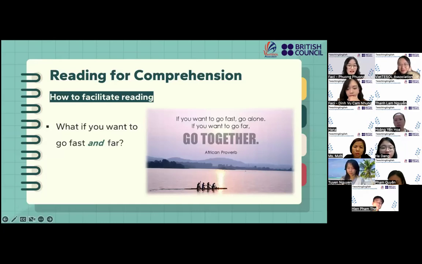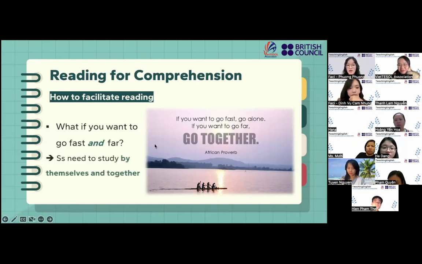So from this quotation, the answer is already in the quotation itself. If you want to go fast and far together, you need time to go by yourself, and you need time to go together with other people. So for the students, it will mean that they need to study by themselves and they need to study together. Okay, remember 2 phases. The first phase, the students need to study by themselves, and then they need to study together. And how can we apply this to reading?